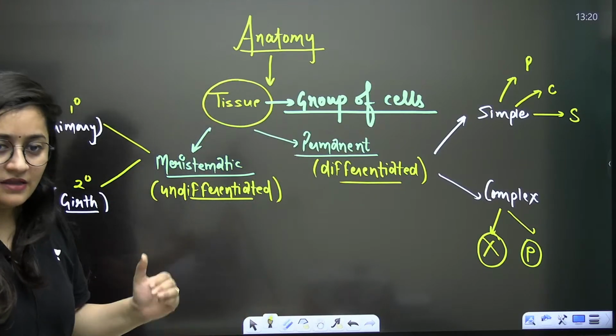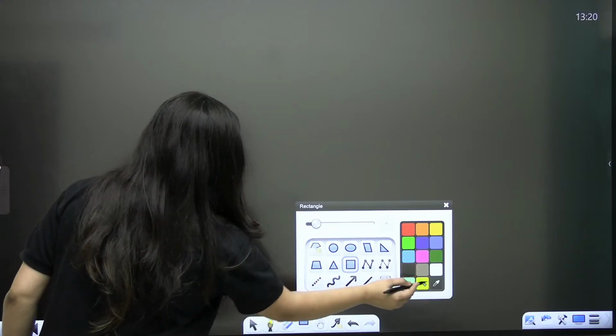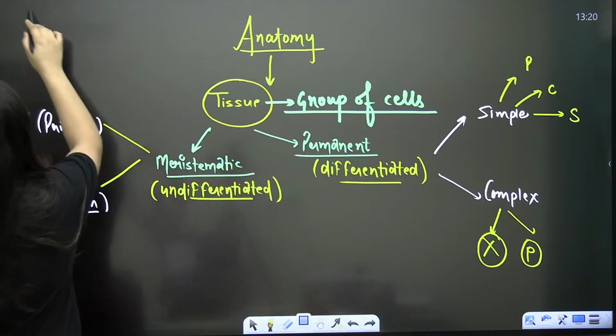Clear, bache? And then what we discussed in the last class? See, it is a revision first, okay? So what we discussed in the last class, we talked about the tissue system.